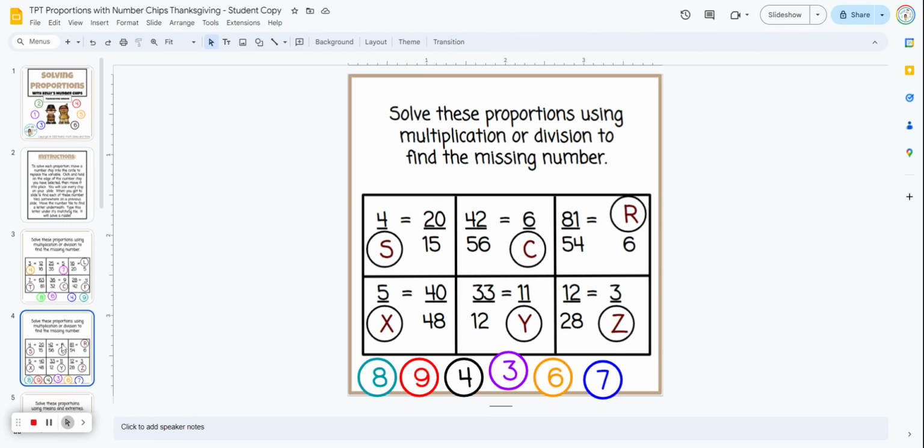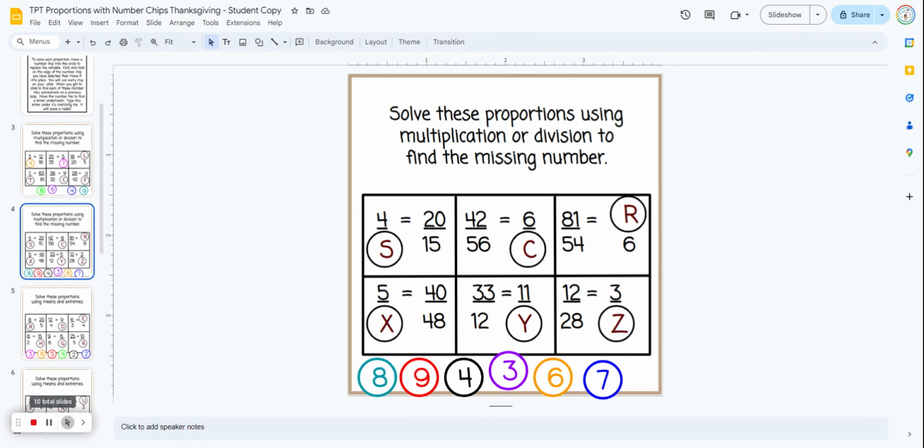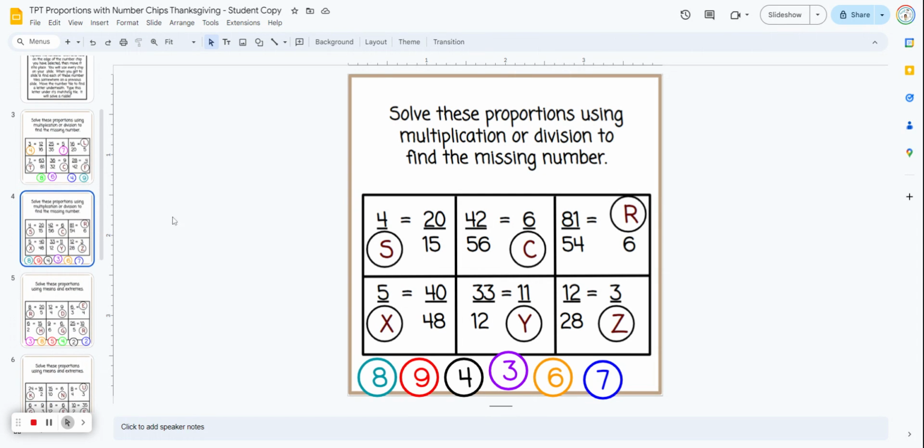They're going to do the same thing on the next slide. If they get to the end of a slide and the numbers aren't working, they know they made an error somewhere and they need to go back and check.